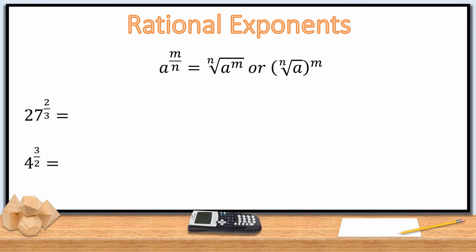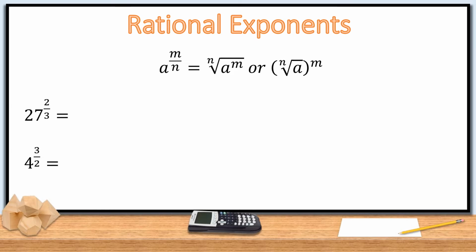If you have any value, so I just use a here as a placeholder, but it can be any value, to the power of, or exponent, which is a fraction, so in our case m over n. The numerator stays as the exponent for a. The denominator is actually the root, so this is the nth root of a to the power of m, or it can be the nth root of a all to the power of m, so that you can write it either way. They're both correct.